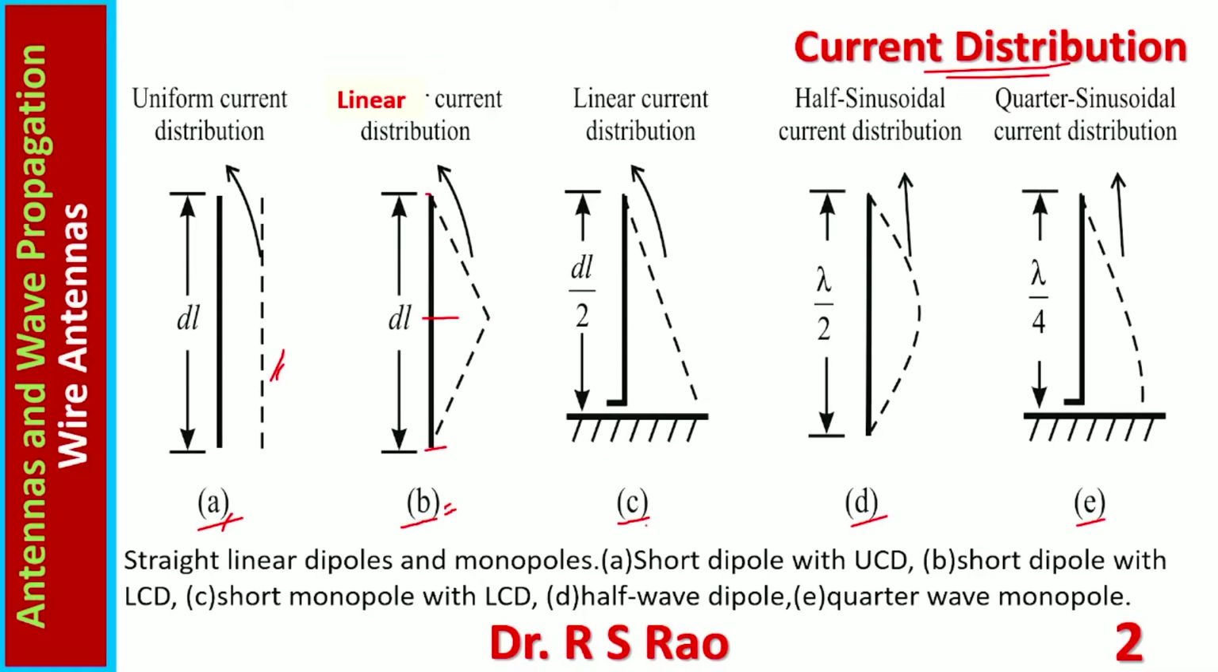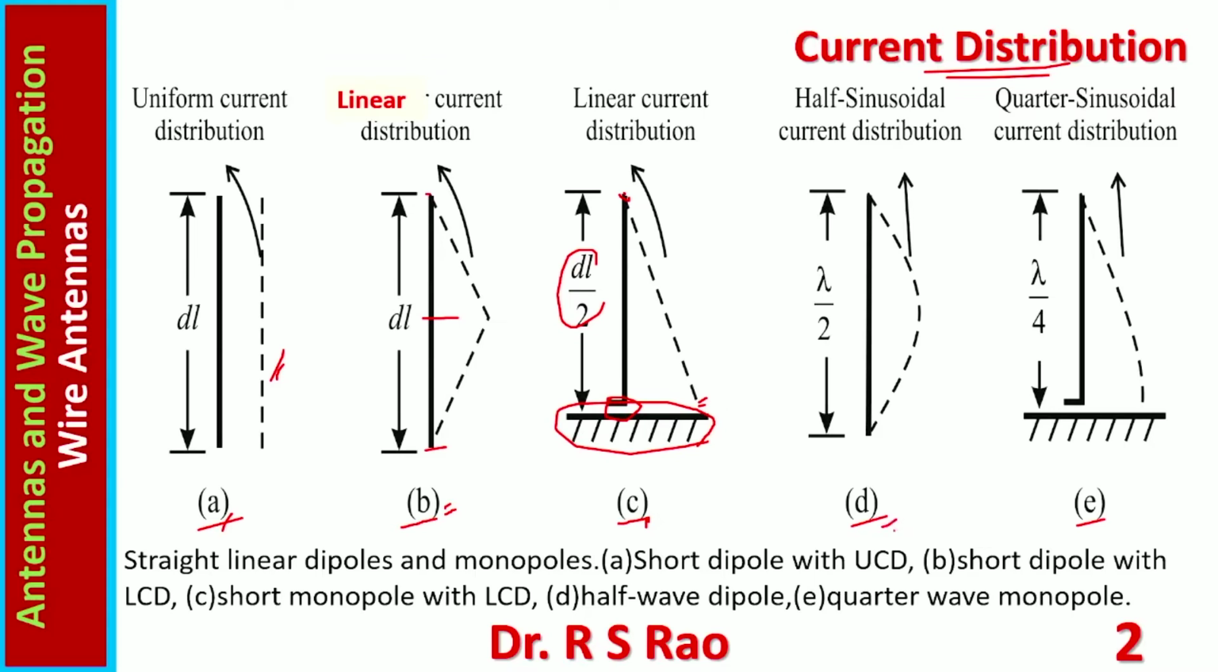In C is shown a monopole. The structure of monopole is a vertical conductor of length dl by 2 located over a ground plane. Notice ground plane is part of monopole structure. Here also current is changing in a linear manner. At one end it is 0, at the other end where it is usually fed, current is maximum.